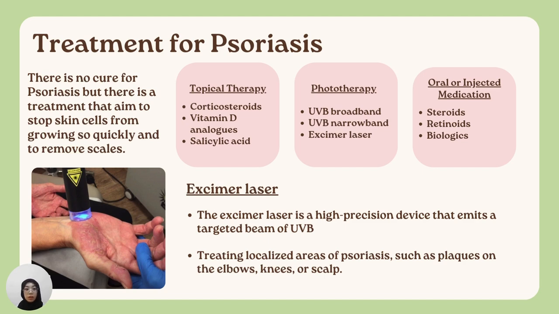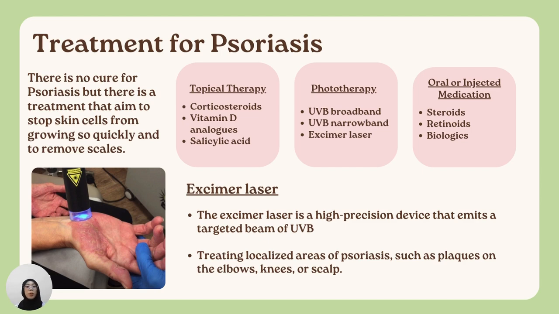Next, we have phototherapy, or known as light therapy, which consists of UVB broadband, UVB narrowband, and excimer laser. The last treatment that we have is the oral or injected medication, which consists of steroids that help in treating persistent psoriasis patches, retinoids that are used to reduce the production of skin cells, and also biologics.